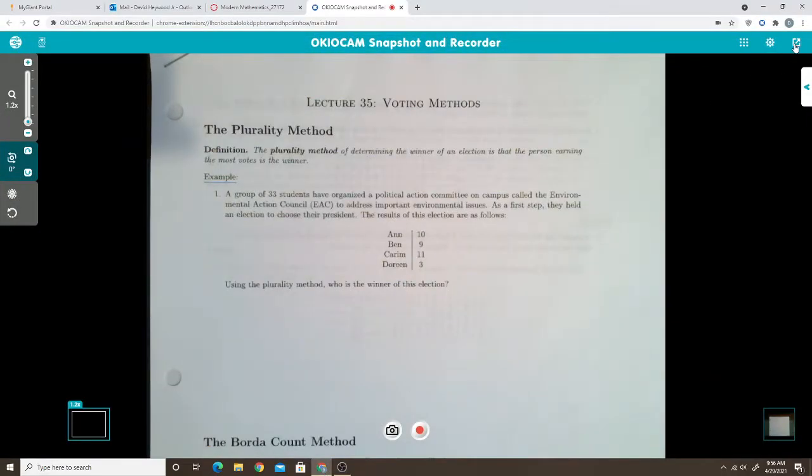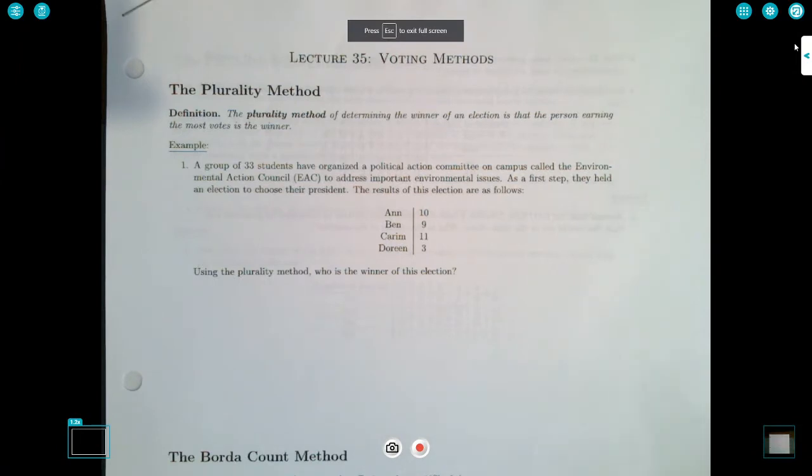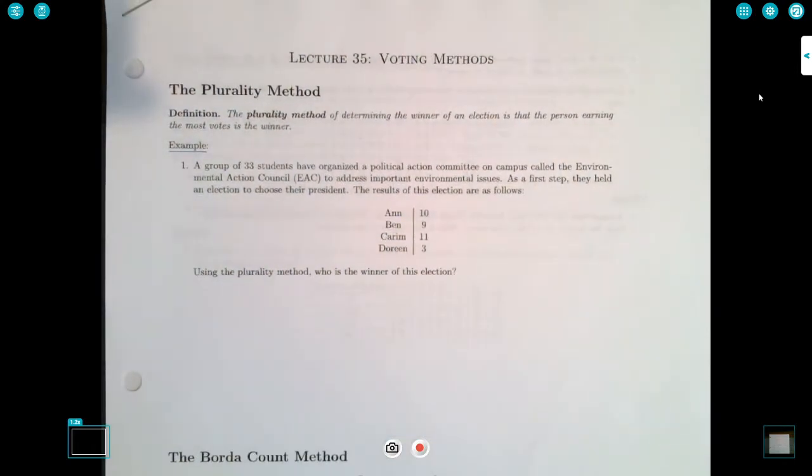All right. So let's talk about voting. We're going to finish up the course with a couple of lectures about voting, different voting methods, and the benefits and drawbacks of each of them. The first one is the one that you're most familiar with. It's just the popular vote, and we call that the plurality method.